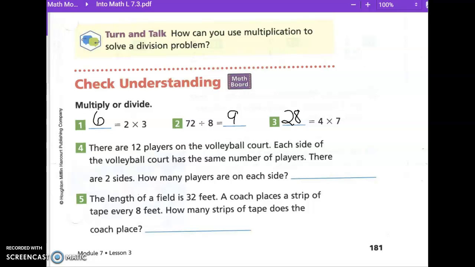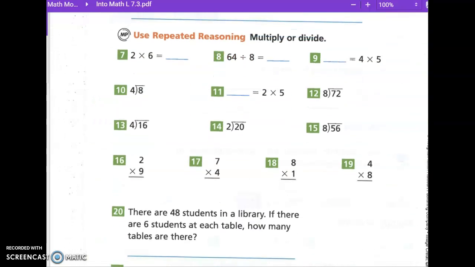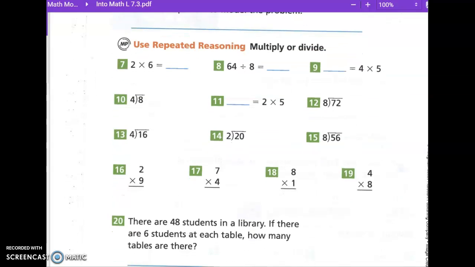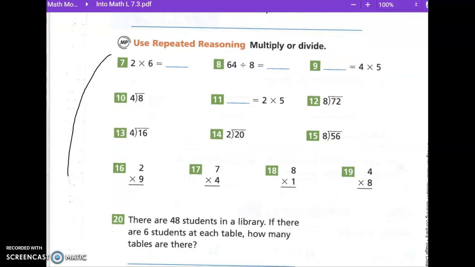And then go to the back and complete 7 through 19. I will get those done and put it on the video so you can check yours. And then if you feel good, you can go on to your homework. If you don't, you can use your other page to give yourself a little extra work.